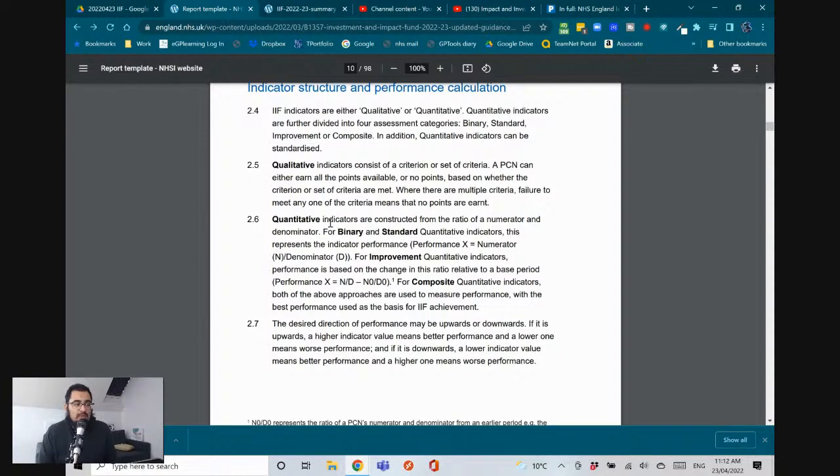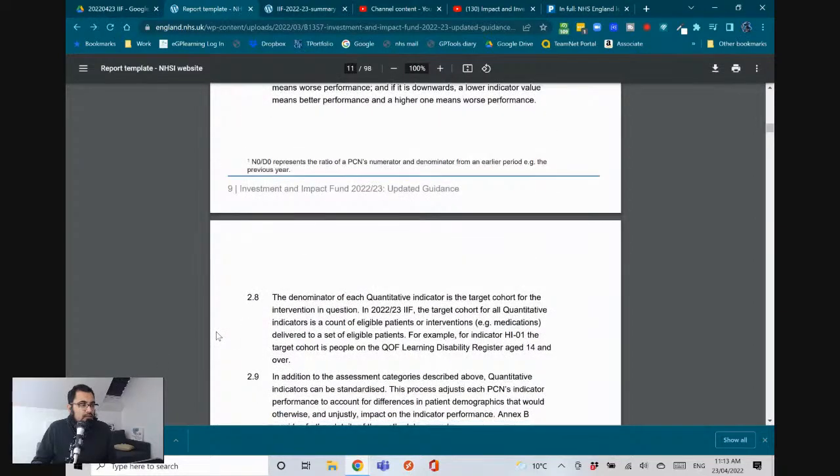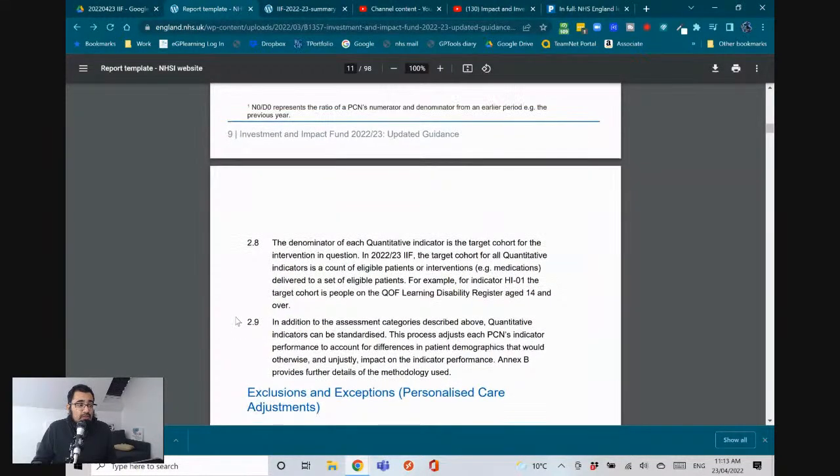And then the quantitative is split into binary, so you've either done it or you haven't, at a particular threshold or whatever. And then standard is the majority of these; the majority of these indicators are standard quantitative indicators. There's improvement indicators based on a change of ratio from a base period. And there's composite ones, which are based on the level of change based on previous performance or previous IIF criteria. So we'll go through that in a bit more detail. It's important to know which ones are which. And later we'll come down to it, shall we? It talks about the denominators, where you get the information from, and things.